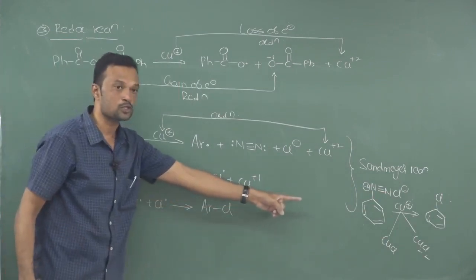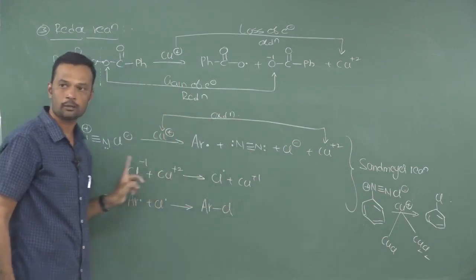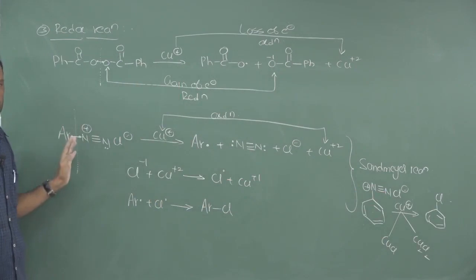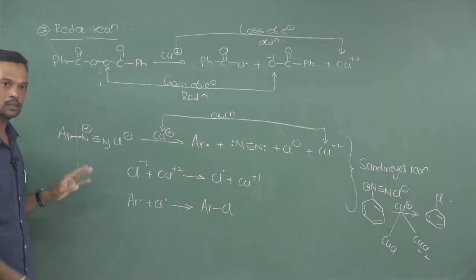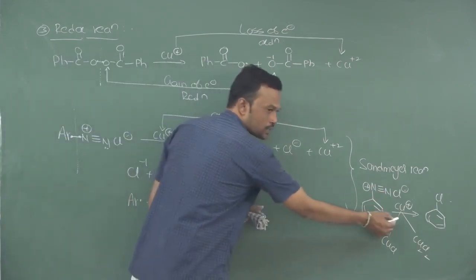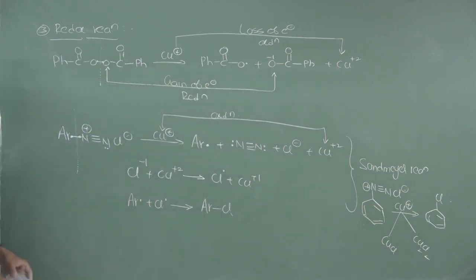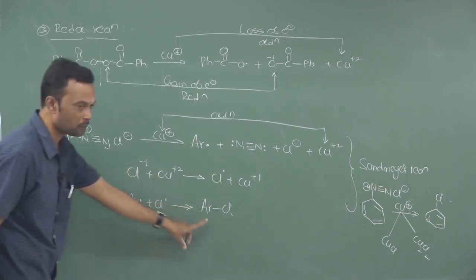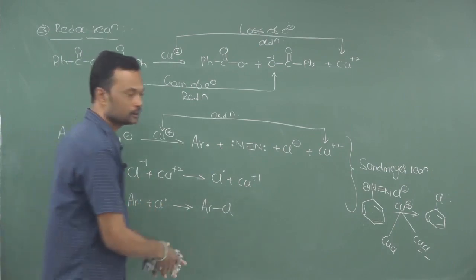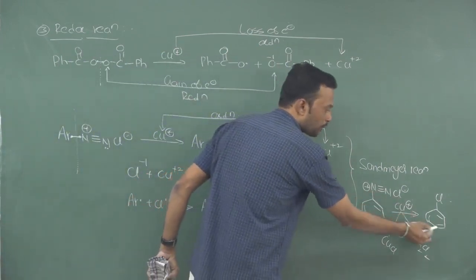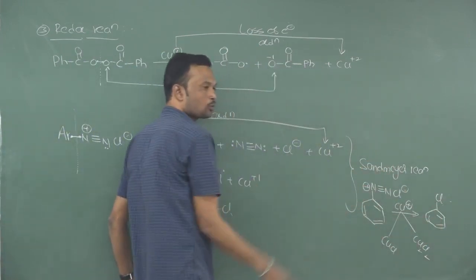Now this proceeds with two mechanisms. One is radical mechanism, one more is ionic mechanism. Right now our concept is radical mechanism. I have given this reaction with a radical mechanism. See, I took aryl diazonium chloride. Finally what I prepared? Aryl chloride. Aryl diazonium chloride, I prepared aryl chloride. Otherwise you can say chlorobenzene. Both are same.